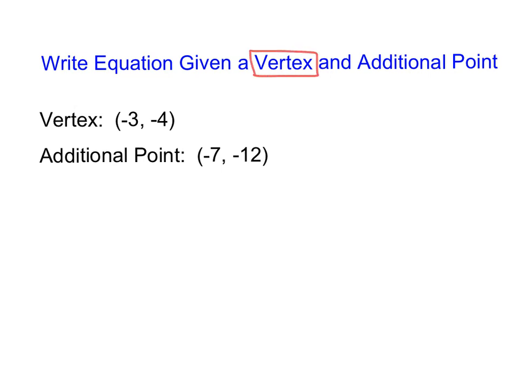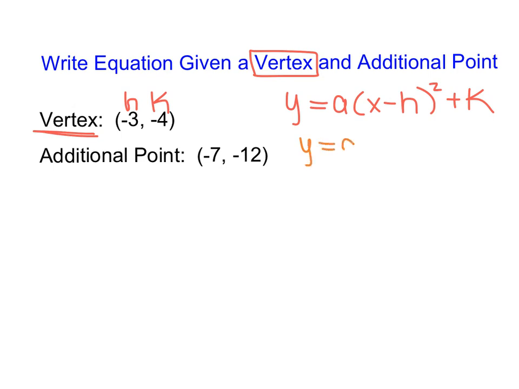Again, we're given a vertex, so we're going to write our equation in vertex form. So we're going to need our a value, our h value, and our k value. We can start off by saying we already know h and k because h and k are contained in our vertex. So we have y equals a, then we have x. This is really going to be minus a negative 3 because it's the opposite of negative 3, so that's going to be a plus 3 squared. And then we have plus negative 4 or minus 4 on the outside. So here we at least have found h and k.